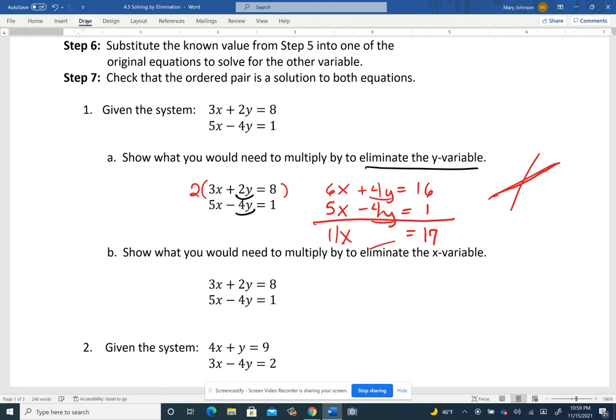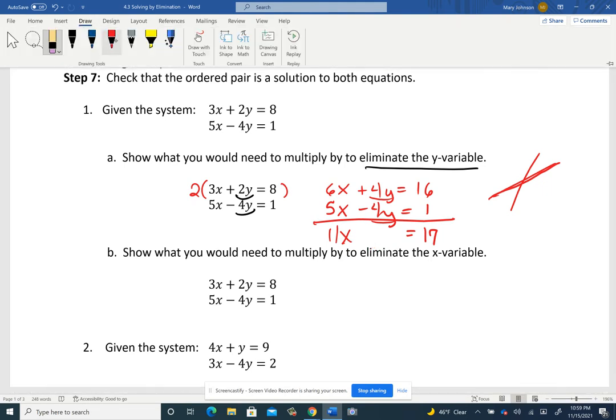Can't get it to erase. Okay, there we go. All right.